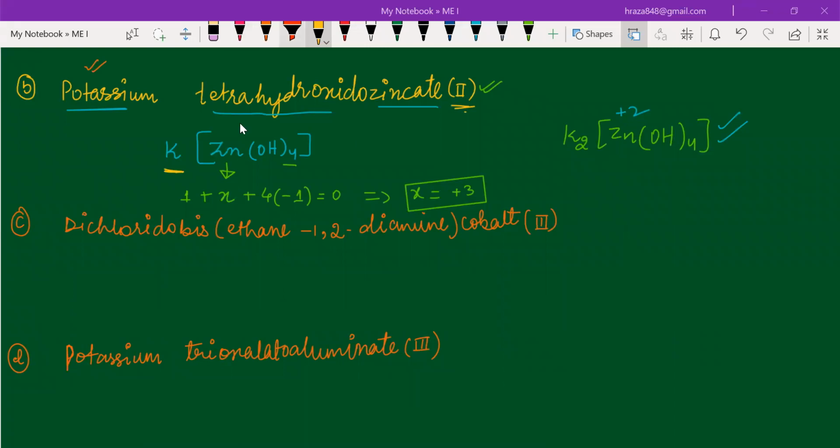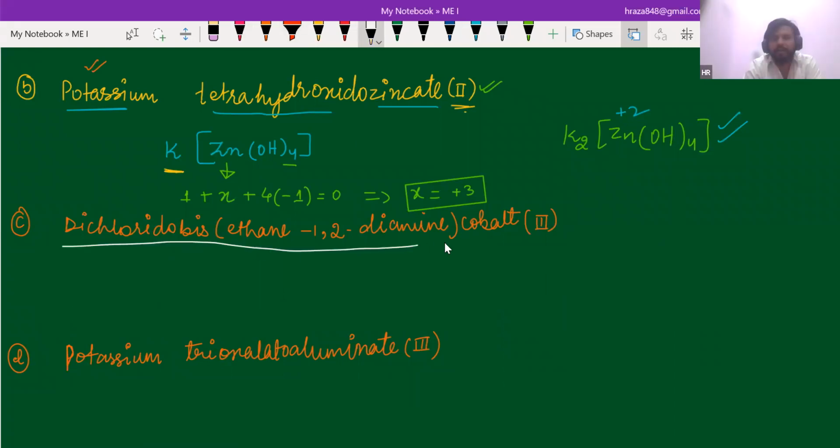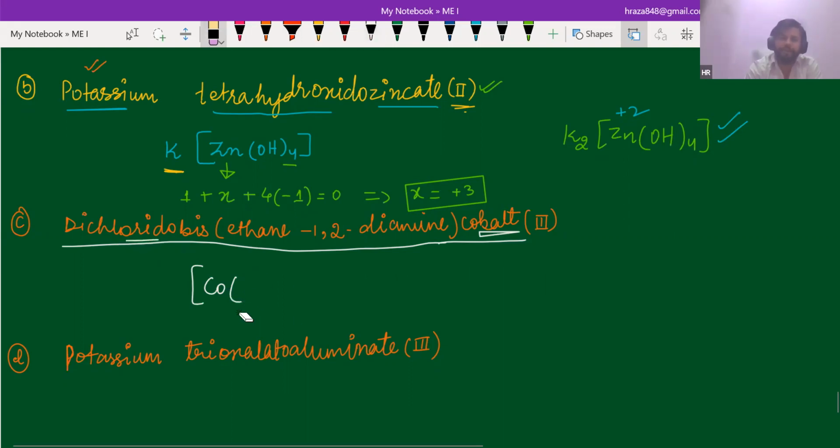Now, as you can see, there is no space, and basically there is no counter ion. So we will directly jump to the central atom, that is cobalt. And after this, difluorido, that means 2 fluorine is there. So I'm going to write it as F2, that means Cl. After that, bis, that means 2, ethane 1,2 diamine. So I'm going to write en whole twice, close the bracket. Is that clear?